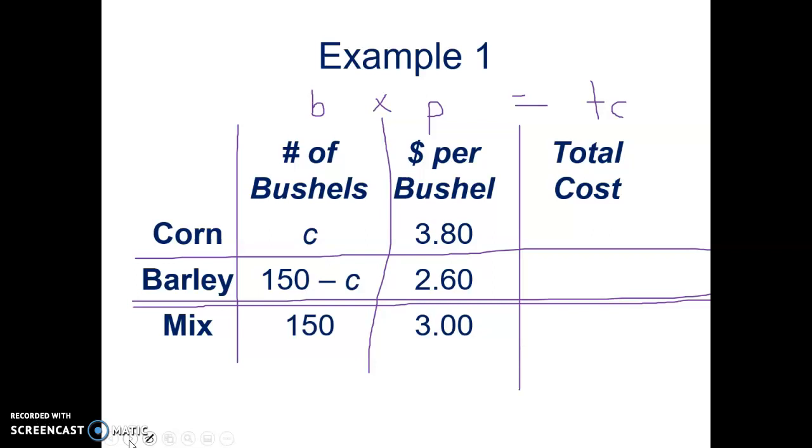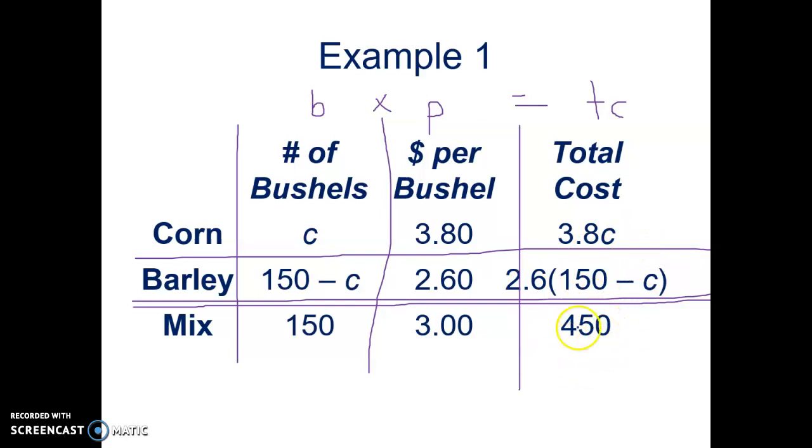To write the total cost, I know that B times P equals my total cost. So I'm going to take these first two columns here and write an expression for my total cost. So my total cost for corn is 3.8 times C. And my total cost for the barley is 2.6 times (150 minus C).